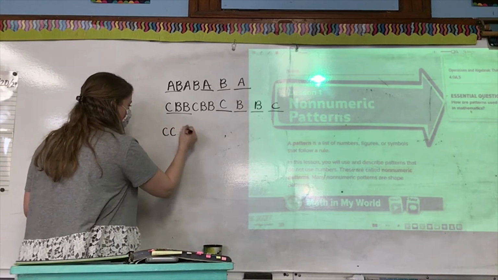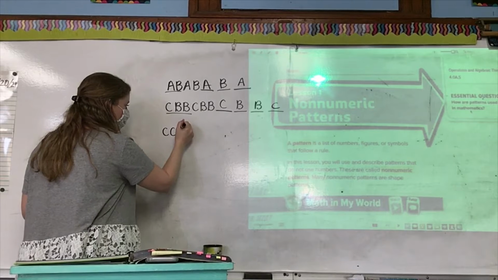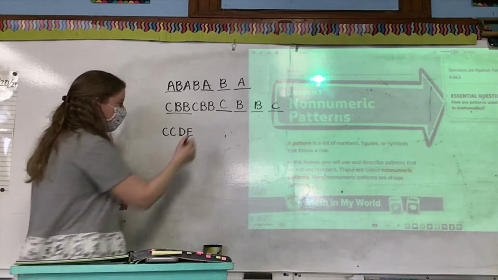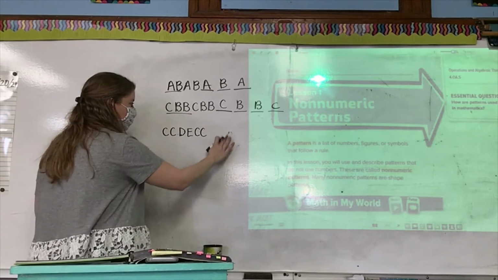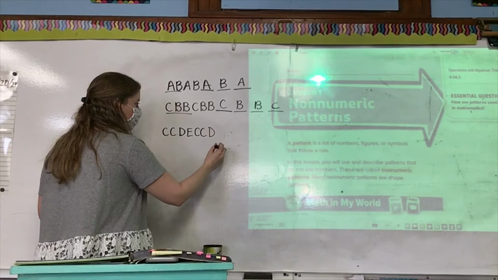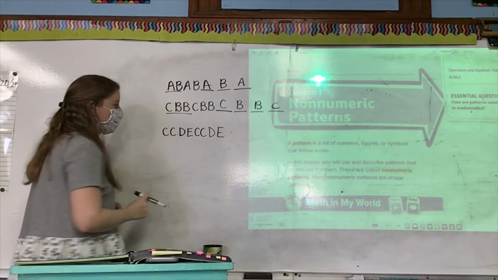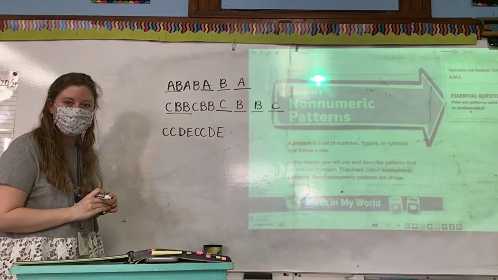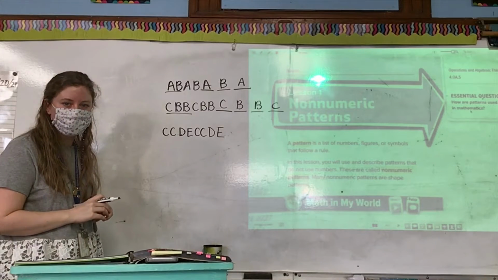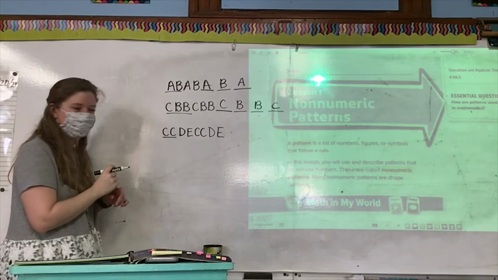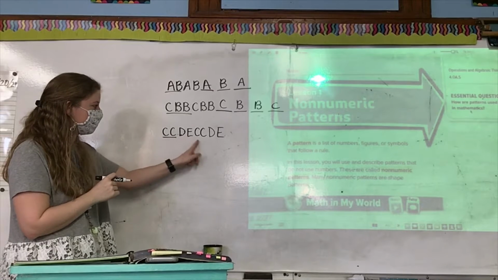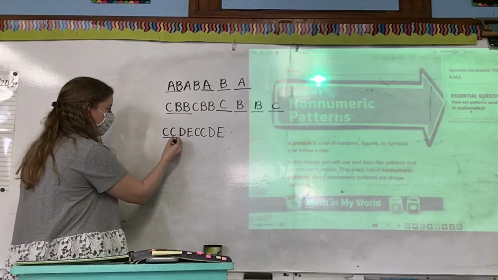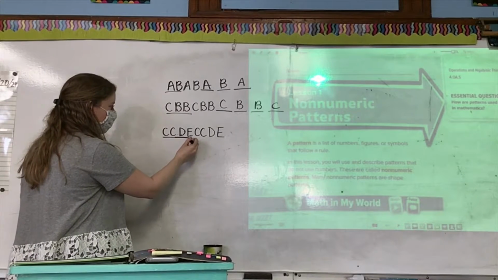C, C, D, E. D, E. Okay? C, C, D, E. So what's the pattern, Zari? Which part repeats? The CC. Just CC? That would mean we'd have CC, CC, CC, CC. CC, D, E, CC, D, E.